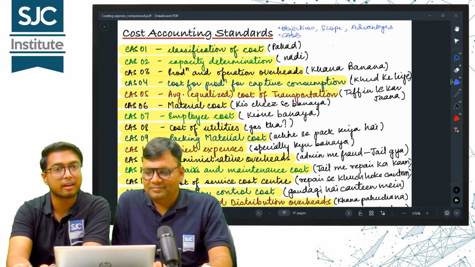So here the word is captive consumption. Case 5 is cost of transportation.